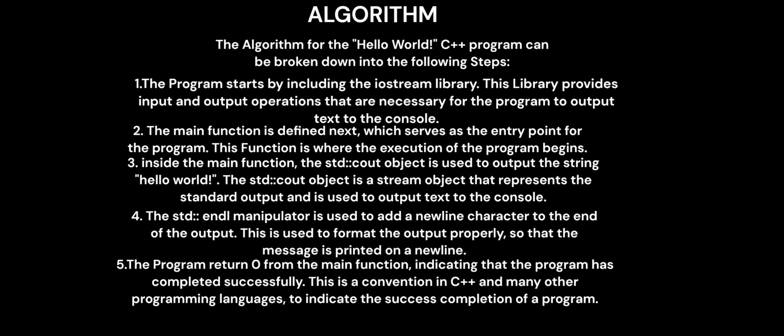Third, inside the main function, the std::cout object is used to output the string "Hello World". The std::cout object is a stream object that represents the standard output and is used to output the text to the console. Fourth, the std::endl manipulator is used to add a new line character to the end of the output. This is used to format the output properly so that the message is printed on a new line.